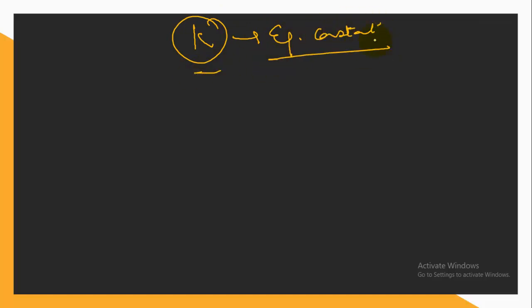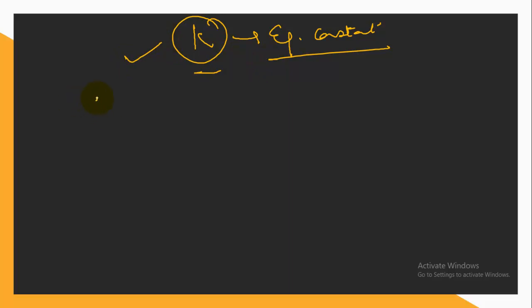Now let's learn to derive the expression for equilibrium constant, that is K. Right, it is not included in your syllabus, but in order to understand the equilibrium effectively or efficiently, we should know about its expression also.